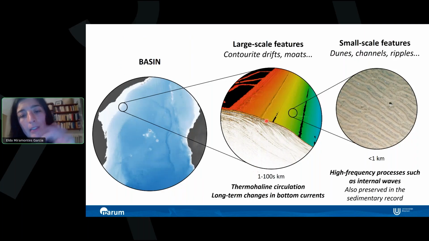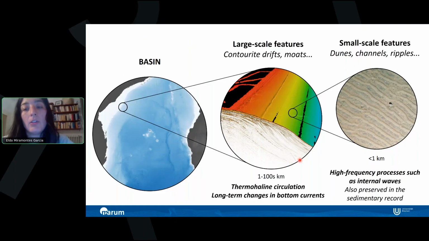But when we start getting into the smaller scale processes and products, even in the seismic sometimes we already start seeing some of them, we can identify erosional features, we can have small scale bedforms, dunes, and even at the core scale, part of this is probably going to be recorded. And here is where other smaller scale processes that might act at higher frequency can be very important in their formation and should also be considered.